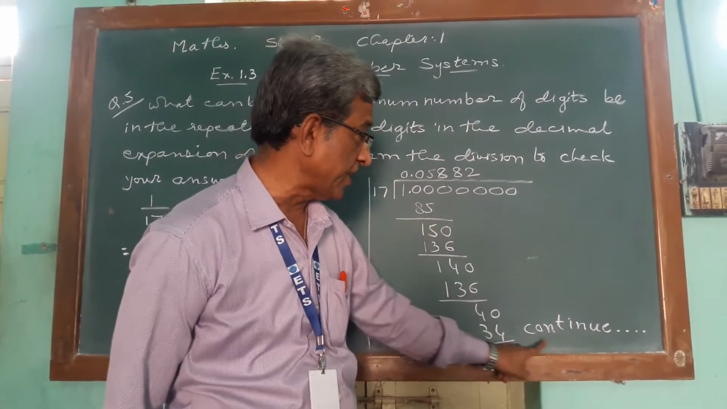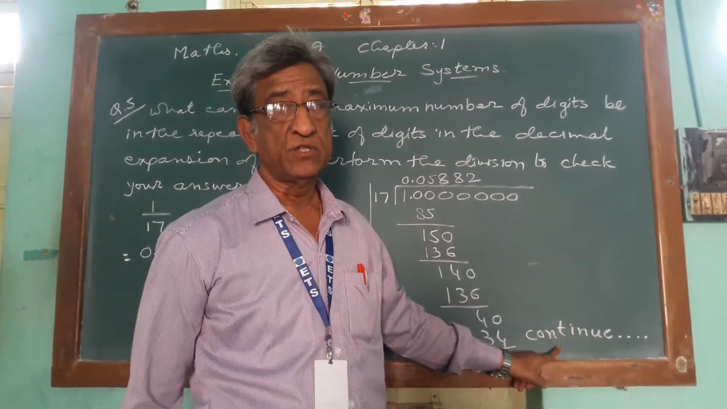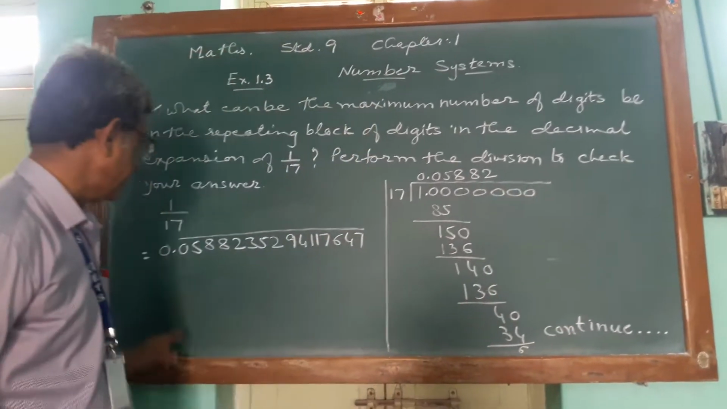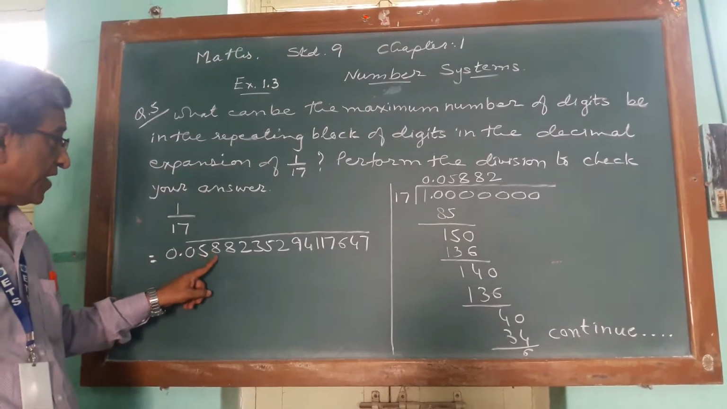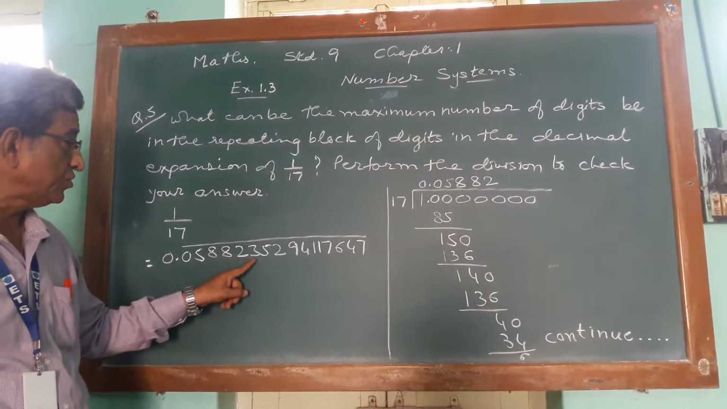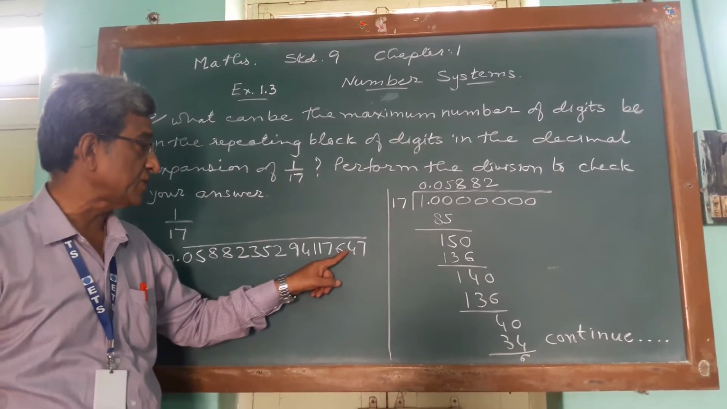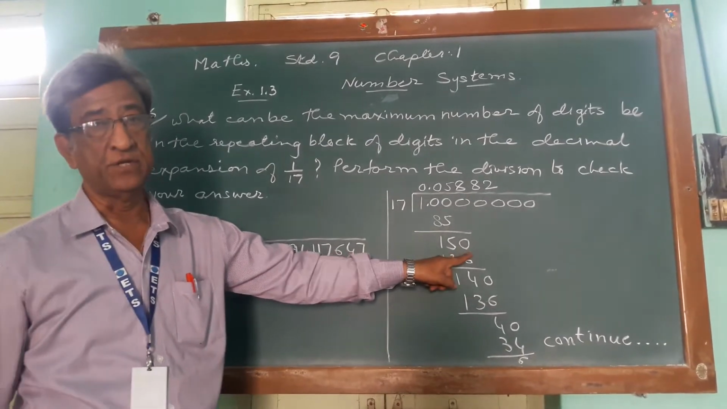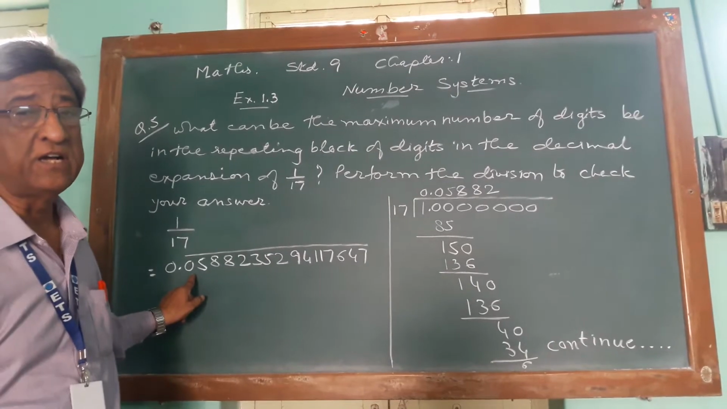In this way you can continue until you get the recurring number. So if we go on continuing this division, you will get 0.0588235294117647. Again the same number will go on repeating. So you can see that there will be 16 digits in the repeating block after the decimal point.